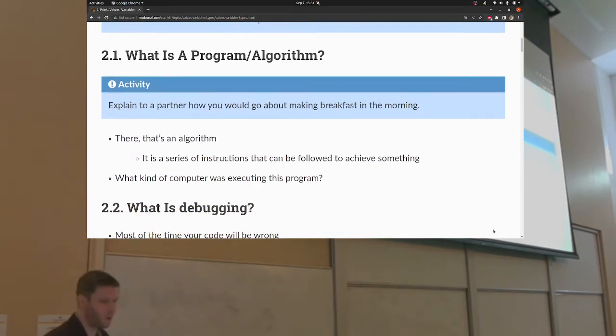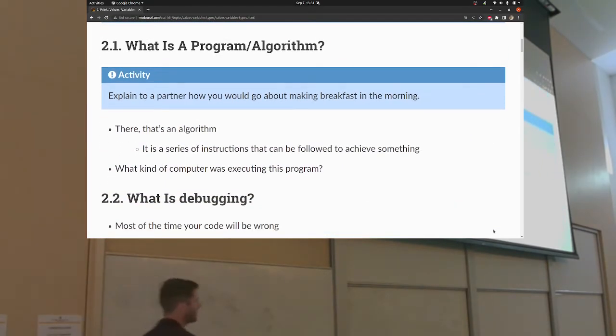So what is a program or algorithm? Sometimes these words will be interchanged a little bit. But here I'll give you like 3 minutes. Talk amongst yourselves and explain to the people next to you how you made breakfast this morning, or if you didn't make breakfast, how one would make breakfast in the morning. Just go for it. Do it.